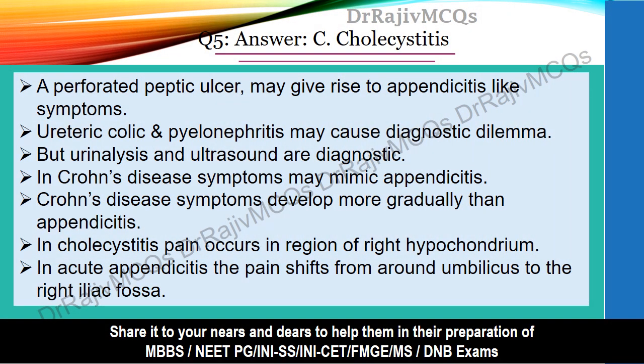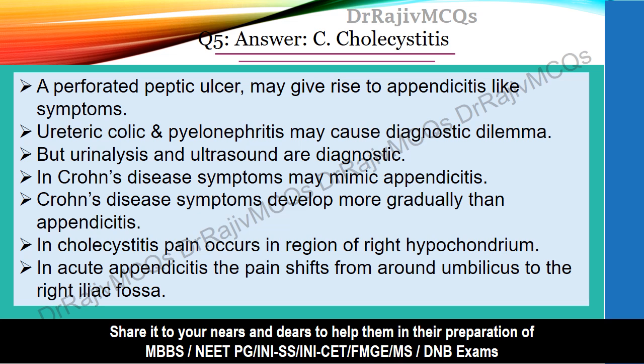The correct answer in question number 5 is option C. In perforated peptic ulcer, the duodenal contents pass along the paracolic gutter to the right iliac fossa and give rise to appendicitis-like symptoms. Renal conditions like right-sided ureteric colic and acute pyelonephritis may cause diagnostic dilemma. Nature and radiation of pain differs from that of appendicitis in these conditions. Urinalysis and ultrasound are diagnostic.